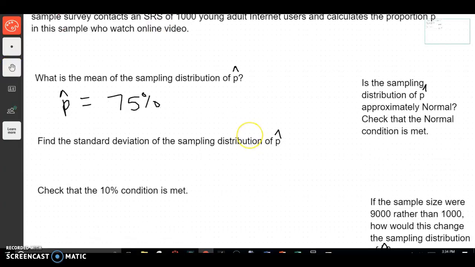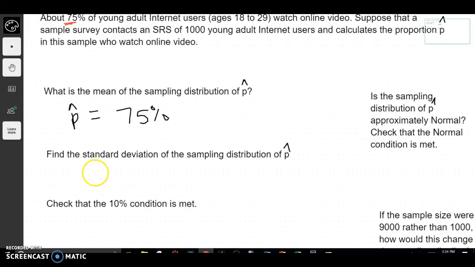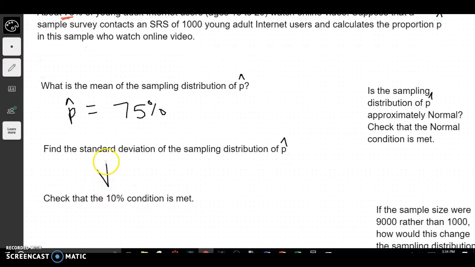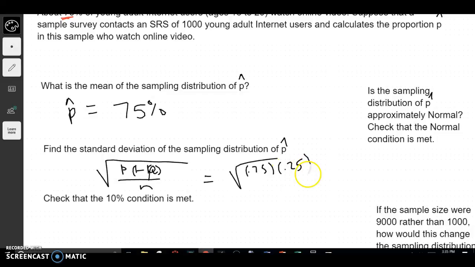Second thing, we need to find the standard deviation of this. If you remember the standard deviation, we want to take the square root of p times not p over n. So for us in this case, it would be the square root of 0.75 times 0.25 over our sample, and we said our sample is 1,000.